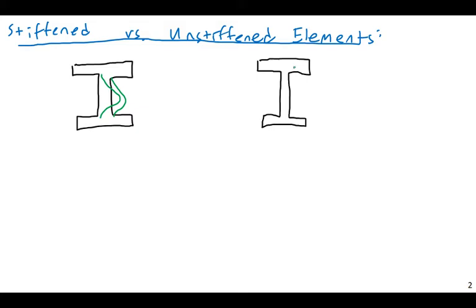Meanwhile, if the flange is going to buckle, it's basically sort of like a cantilever. It's going to buckle out like this. So when I say a stiffened element, I mean an element within a cross-section that is braced on both ends, while an unstiffened element is one that is braced only at one end. So stiffened would be an element in a cross-section that is braced at both ends.